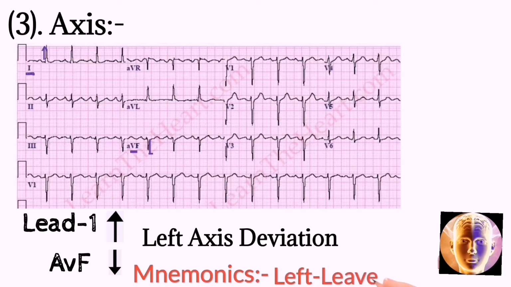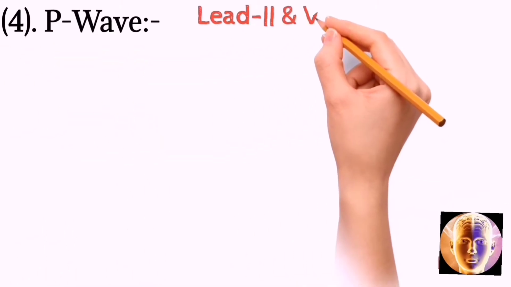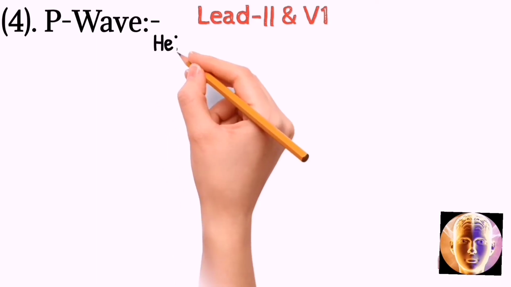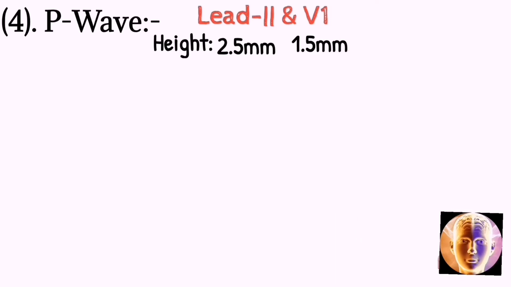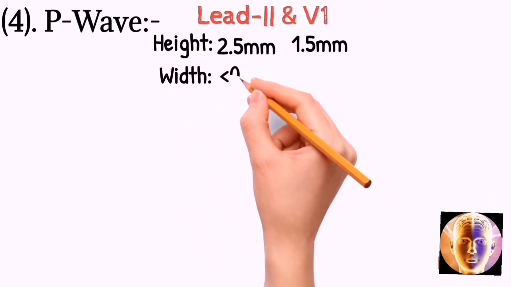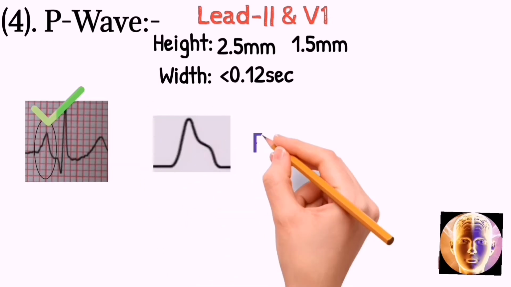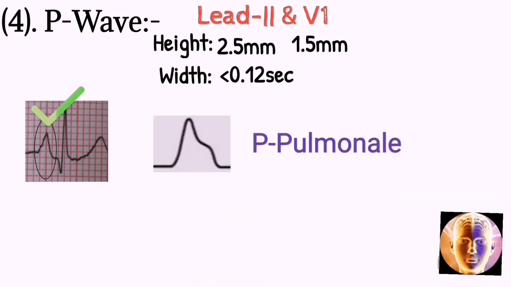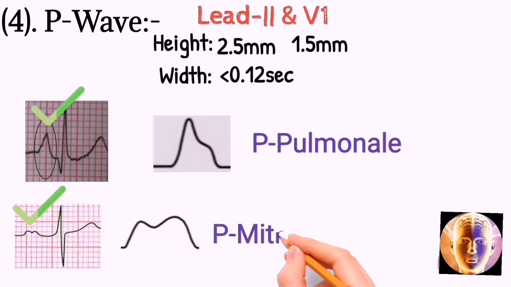Mnemonic is left leave. Step 4 is P wave. For P wave, we use lead 2 and lead V1. The normal height of P wave is less than 2.5 mm in lead 2, while 1.5 mm in lead V1. The width should be less than 0.12 second. In this strip, the height of the P wave is increased, which forms this shape. This is called P pulmonale and is seen in right atrial enlargement. While when the width of the P wave increases, this forms an M shape. This is called P mitrale and is seen in left atrial enlargement.